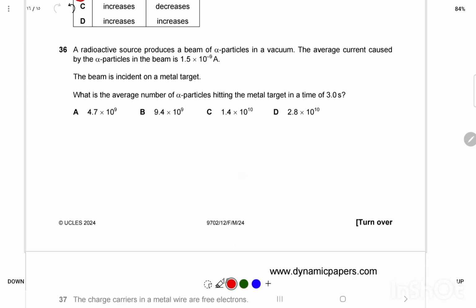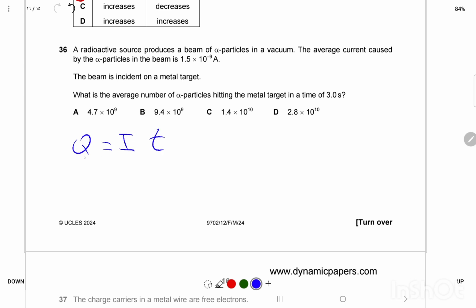Question 36. Radioactive source produces a beam of alpha particles in vacuum. The average current caused by the alpha particles in the beam is 1.5 times 10 to the power of negative 9 ampere. The beam is incident on a metal target. What is the average number of alpha particles hitting the metal target in time of 3 seconds? So the formula that we have to use here is Q equals I T.